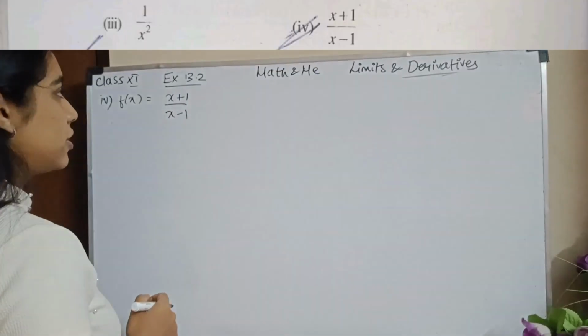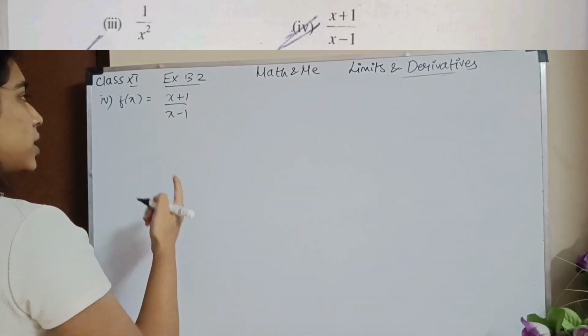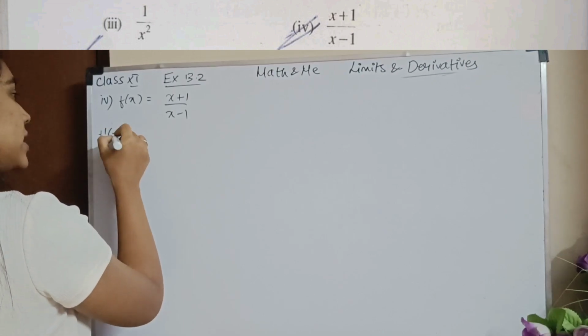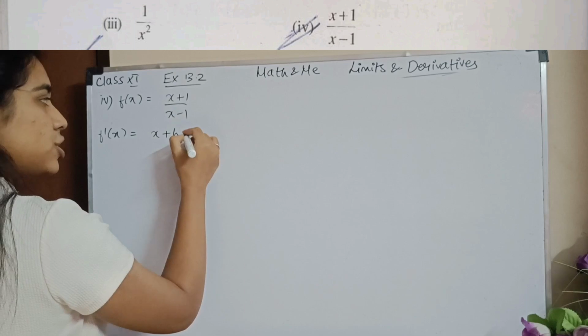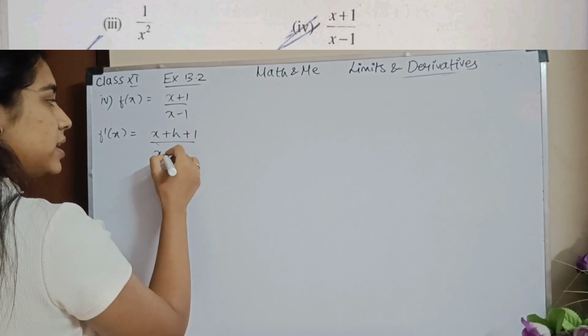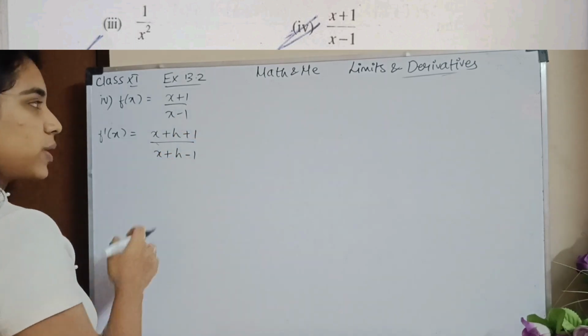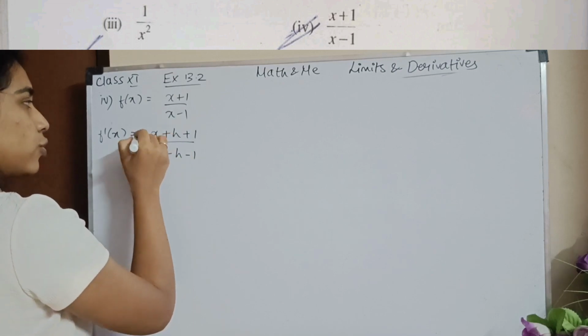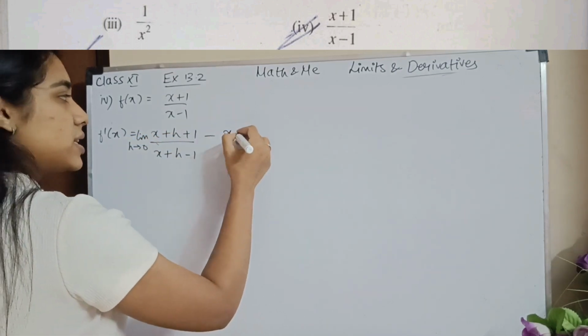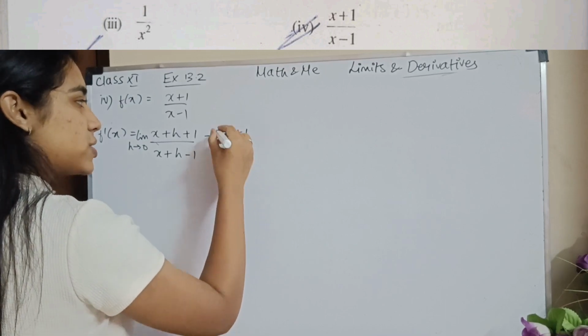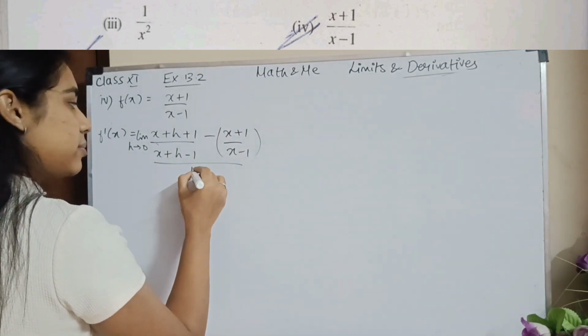Fourth subsection, f of x is x plus 1 divided by x minus 1. So this, by first principle, f dash of x is f of x plus h. So what will I have? x plus h plus 1 divided by x plus h minus 1. Wherever x is there, we put x plus h. Limit h tends to 0 minus f of x, which is x plus 1 divided by x minus 1. Put a bracket. The whole divided by h.